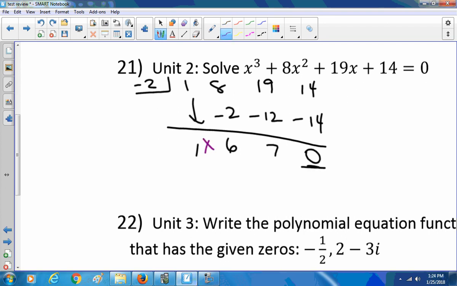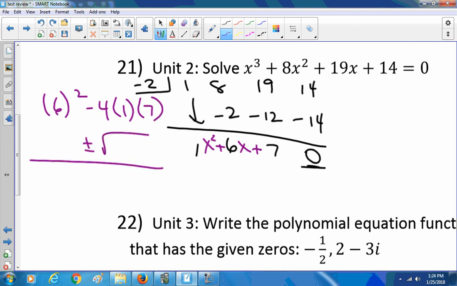Now I'm down to my quadratic. It's time to do the quadratic formula. B squared minus 4AC. Now remember, you get to type that exactly how you see it in your calculator. Type it all in at once.